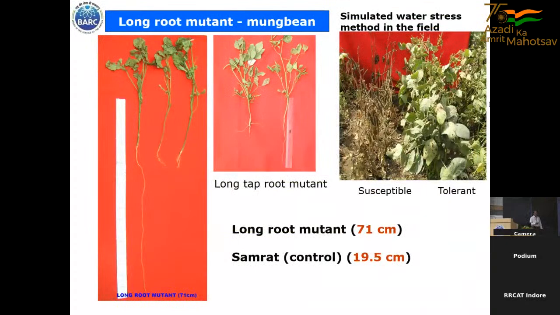Okay, so apart from disease also, we can develop some of the unique characters like root length, which will have a unique application in case of drought tolerance, where it can uptake more water from the deeper layer. So this is a field testing where this type of long root mutants are standing in the field condition where the adjacent plants are already dried.